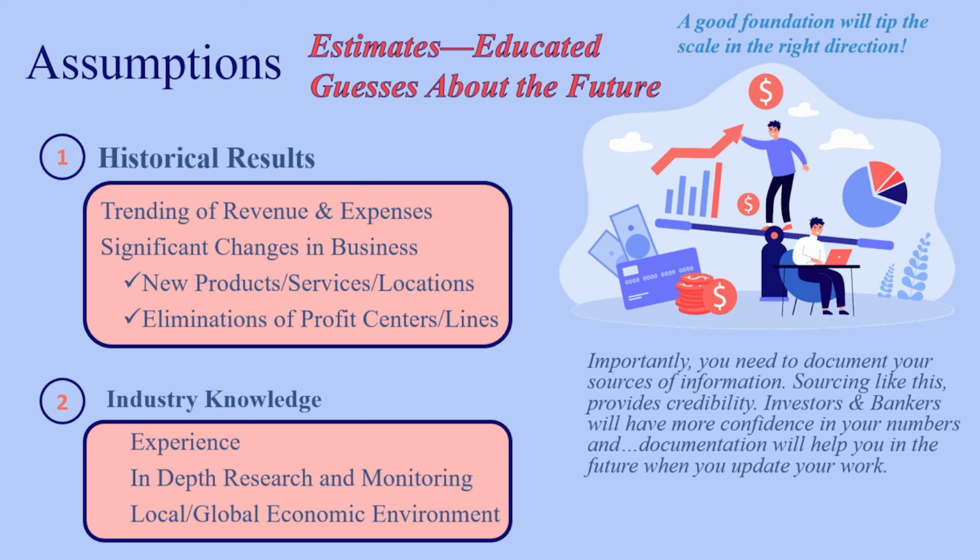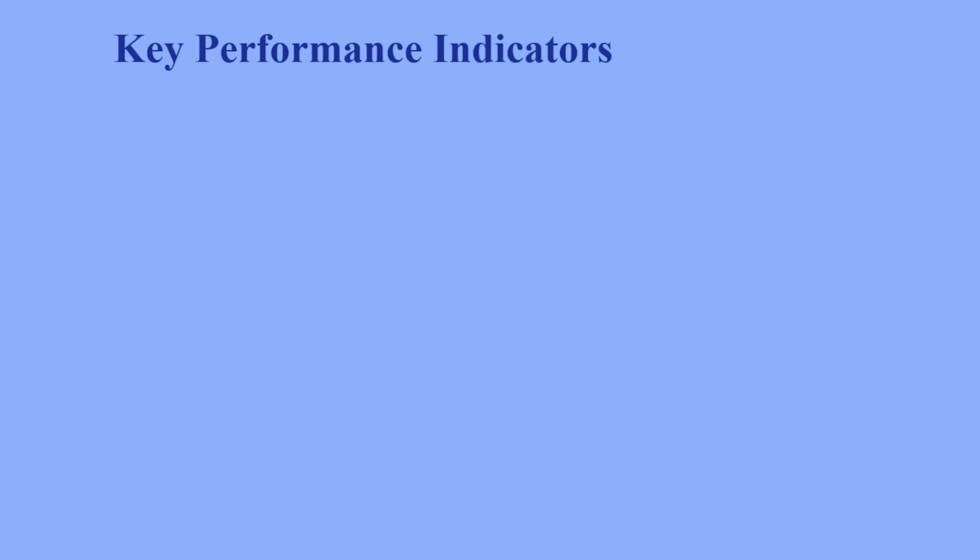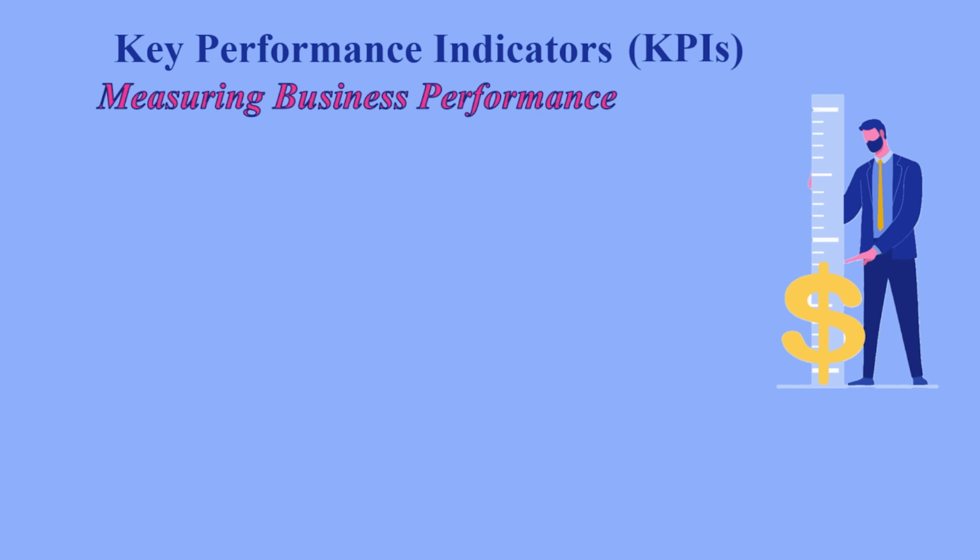update your work. And now, let's talk about how to measure your business performance. It's all about understanding and using something called Key Performance Indicators, or KPIs. These are common business metrics used to do what is called benchmarking. Measuring business performance, you compare your business results to a standard or a point of reference, to the industry, and to specific competitors.